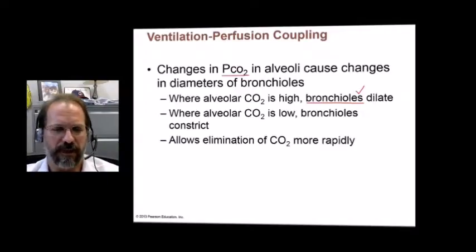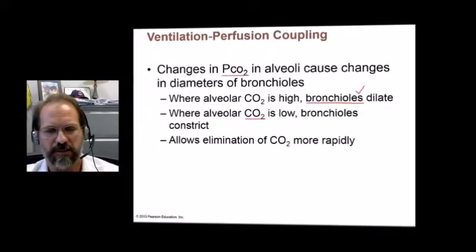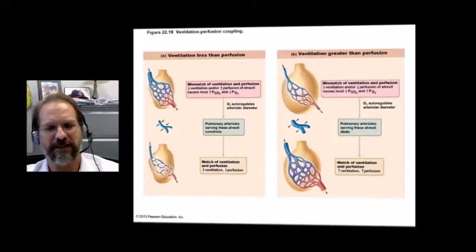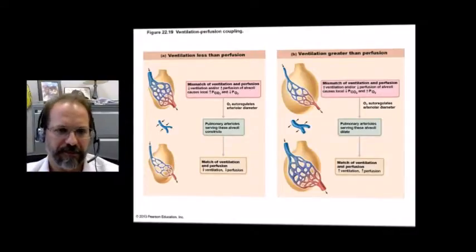When we have alveolar CO2 levels that are low, that means we're ventilating too quickly. We're sweeping the carbon dioxide away too rapidly. So in that case, we constrict the bronchioles a little bit, slow down the ventilation rate, and allow for more exchange of CO2 to come from the blood. So what this boils down to is we're trying to match these two all the time.